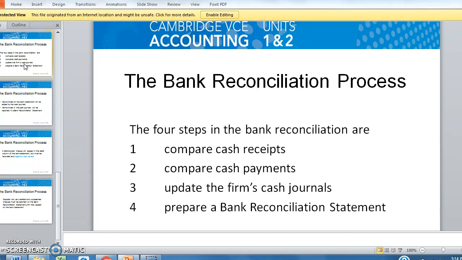So 4 steps. So steps 1 to 3 you probably are familiar with from chapter 6. So compare cash receipts, compare cash payments, update the firm's cash journals. So you should be able to do 1 to 3. However, step 4 we are yet to complete. So prepare a bank reconciliation statement. So it's really just the next step on. So if you're good with 1 to 3, preparing a bank rec should be pretty straightforward.